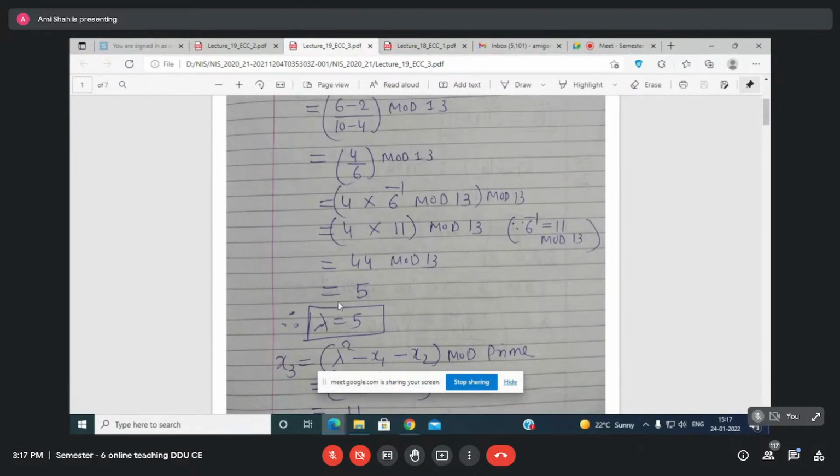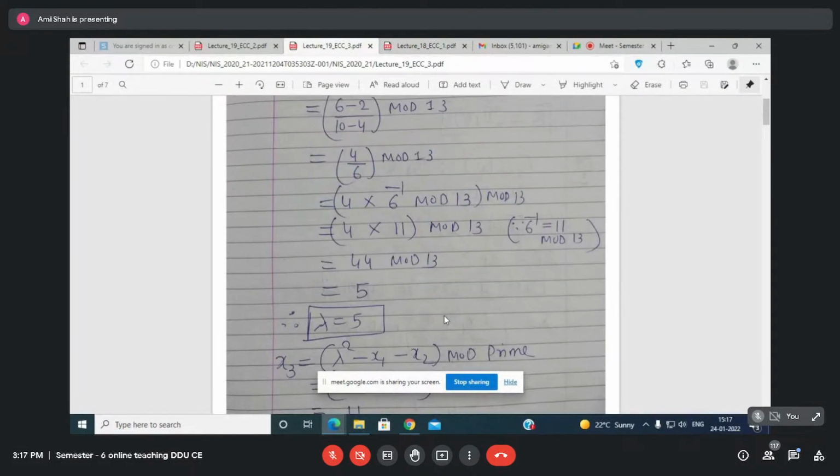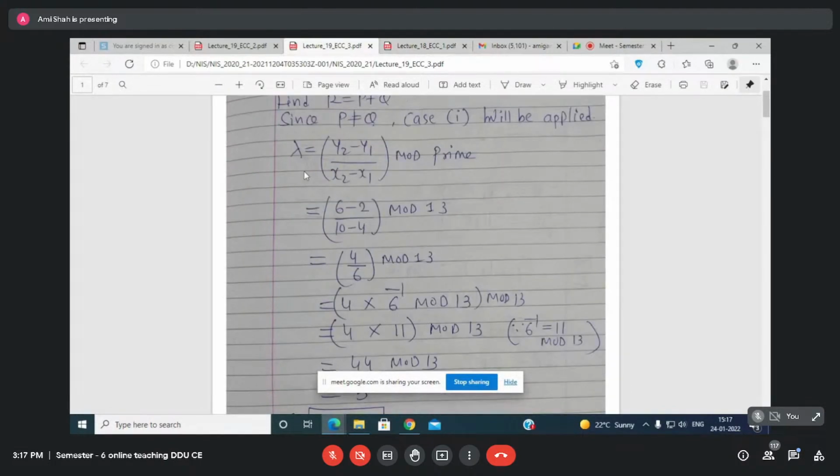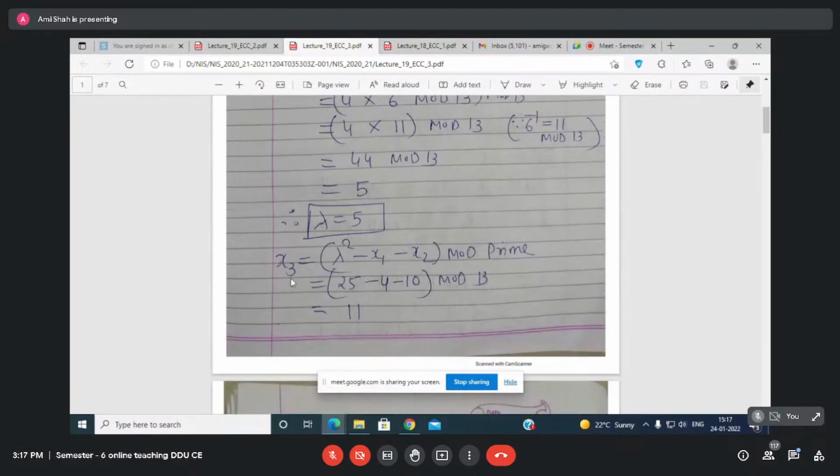Now once I get the lambda value, my purpose is to find the coordinates x3, y3. So for x3, y3, first you have to find this lambda by using this formula. Once you get the lambda value, now I am using this formula for x3.